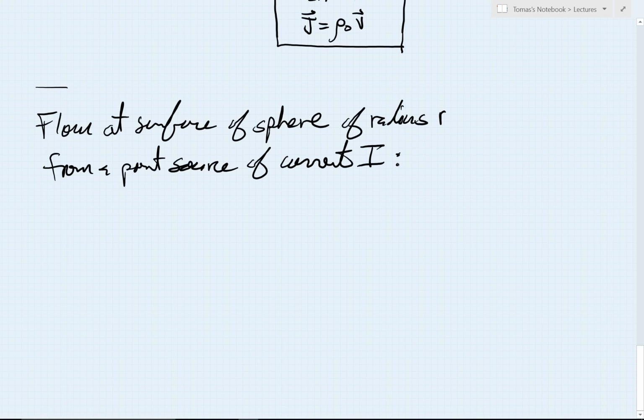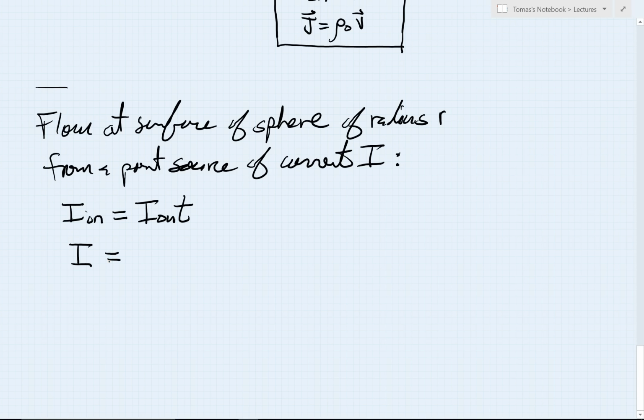Okay, so from conservation of mass, we know that the flow into that sphere, which is coming from our hose, has to equal the flow out of the sphere at the surface. The flow in, we've determined already, was equal to I. That was what we were pumping into our system.